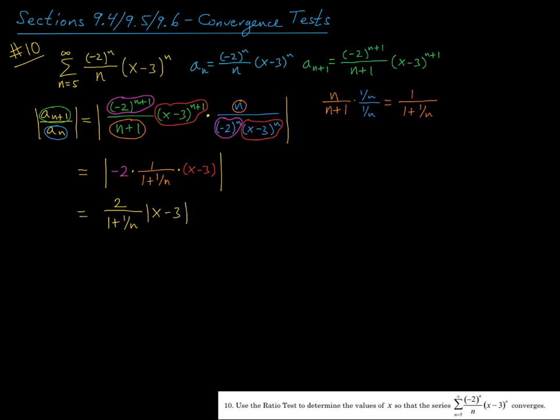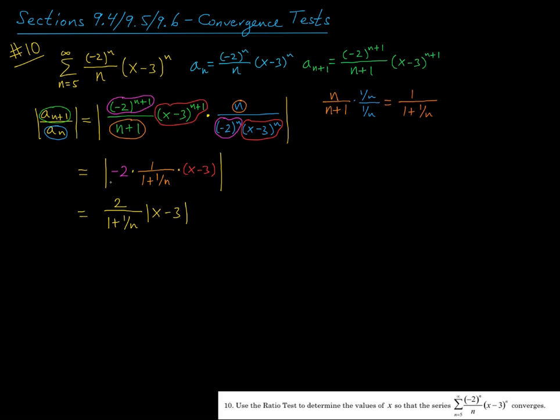Okay, so (-2)^(n+1) divided by (-2)^n, that's just going to give us a negative 2. n over n plus 1, since I'm anticipating the limit as n approaches infinity, I'm going to divide the numerator and denominator by n. And so this is equal to 1 over 1 plus 1 over n. So that goes in right there. And then (x - 3)^(n+1) divided by (x - 3)^n, that's just x minus 3.